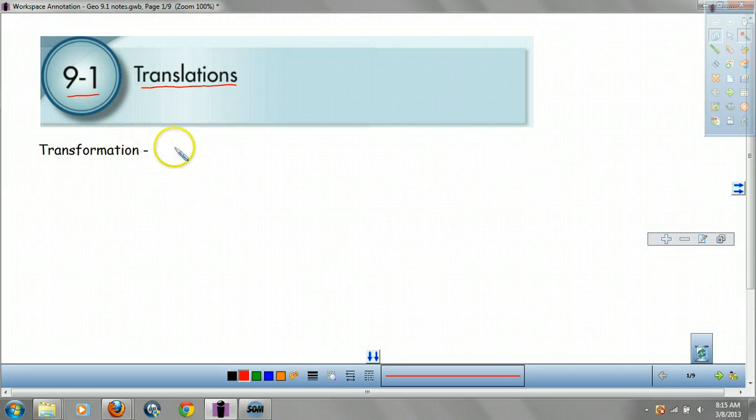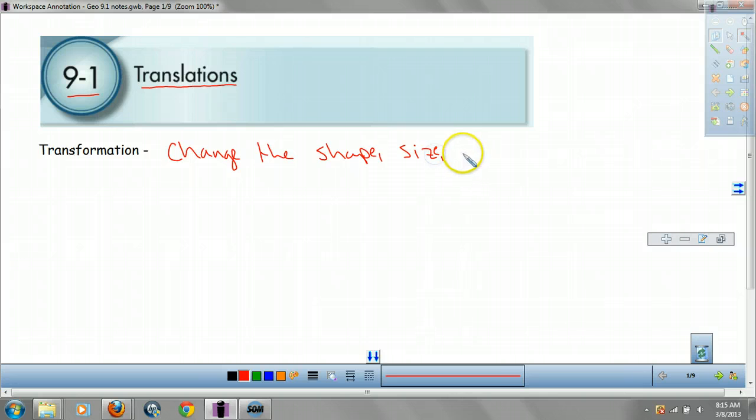A transformation is when you change the shape, size, or position of a figure. We have slides, rotations, flips, and dilations. Keep that in the back of your head.